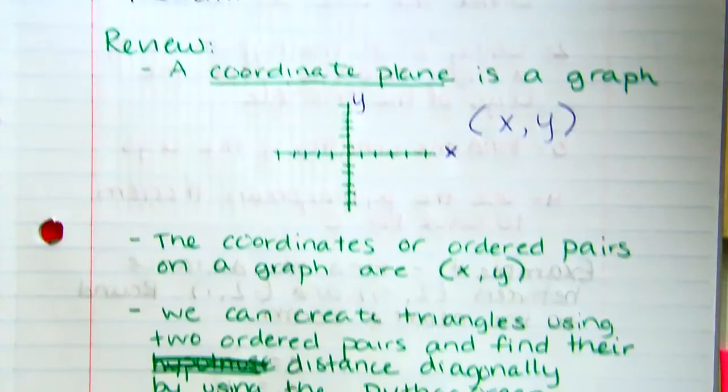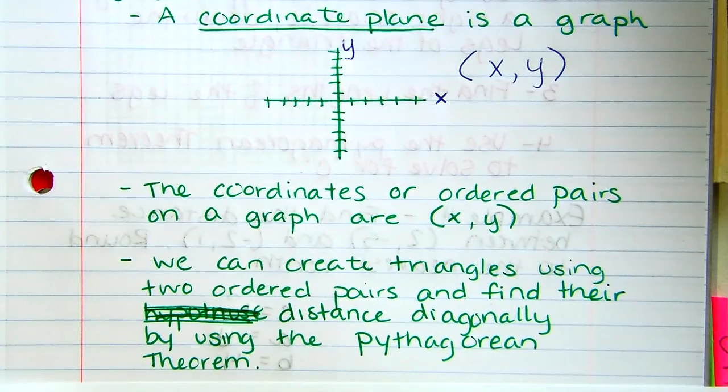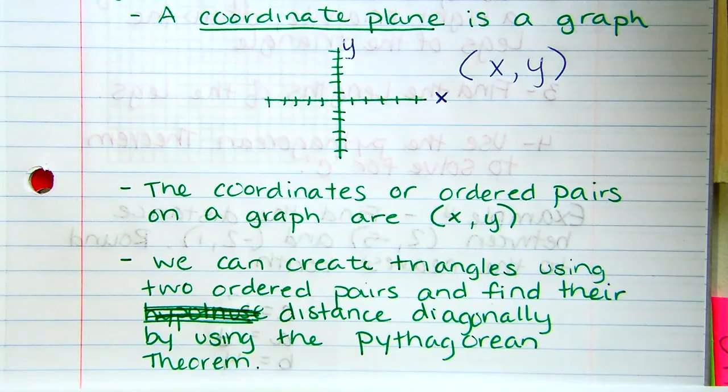Now, for this, we can create triangles using 2 ordered pairs and then find their distance diagonally by using the Pythagorean Theorem. So, we're going to go ahead and do a little bit of extra review before we get things going.